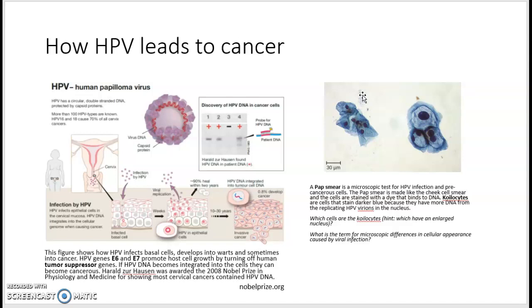So koilocytes are cells that stain darker blue because they have more DNA from the replicating HPV virions inside the nucleus. So which of these cells do you think are koilocytes? I'll give you a hint. They're the cells with the larger nucleus. The term that we use to describe these differences in cellular appearance caused by the viral infection, I'll remind you, are cytopathic effects, or CPEs.